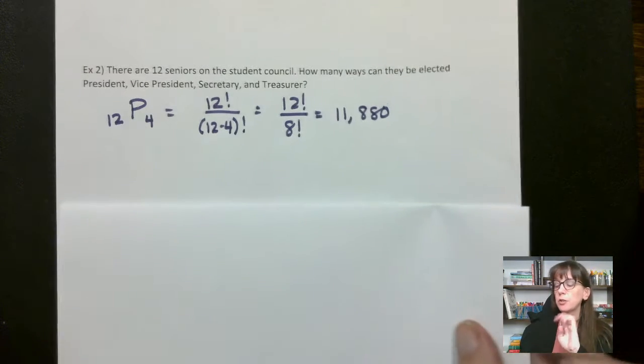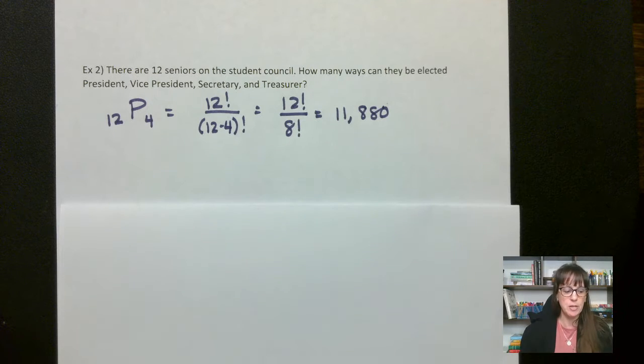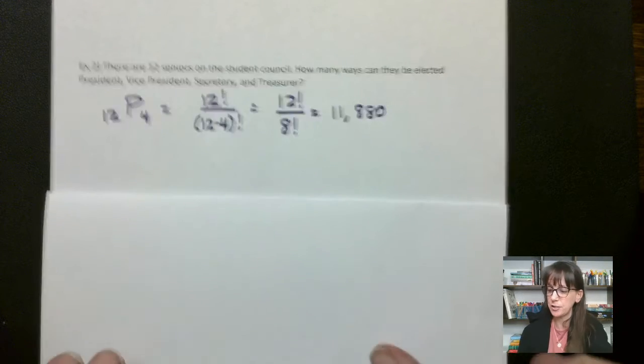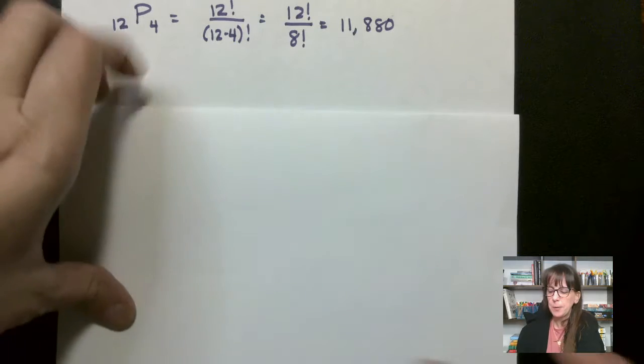Okay, so those are examples on that permutation. Now let's talk about combinations. So for combinations, we have this.